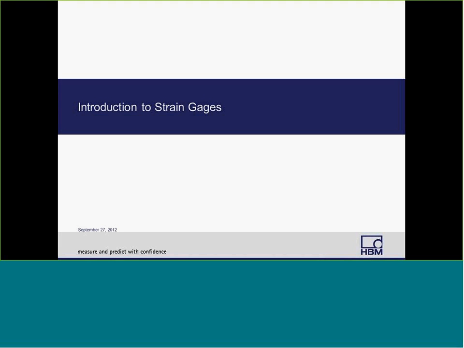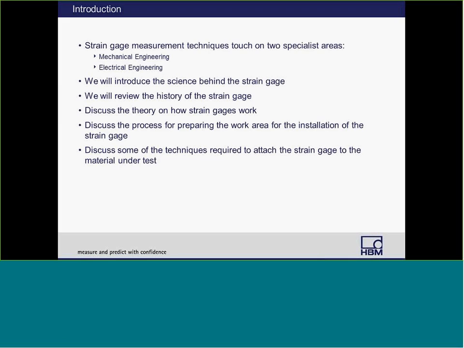So today's seminar is on the introduction to strain gauges. Now, strain gauge measurement techniques touch on two specialist areas. They deal with mechanical engineering and electrical engineering. And what today's seminar will do is touch on the science behind the strain gauge. We're going to do a history of the strain gauge and where it came from, discuss the theory on how they work. We're going to discuss the process for preparing the work area for the installation of the strain gauge, and discuss some of the techniques required to attach strain gauge to the material under test.